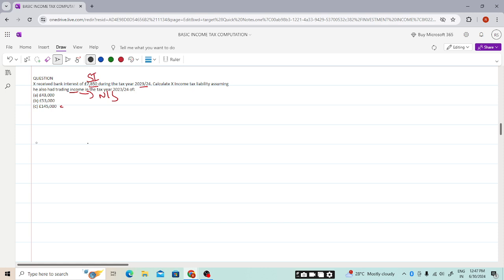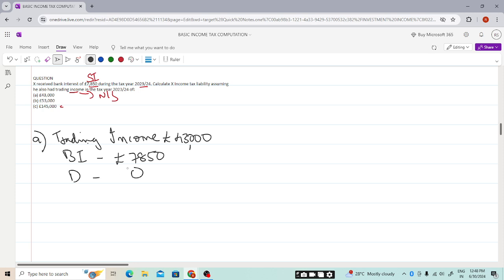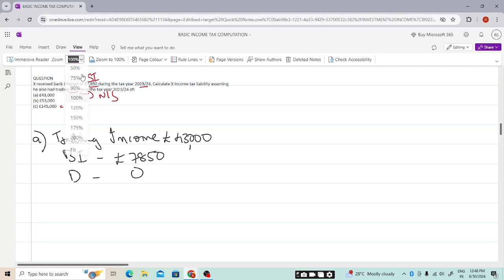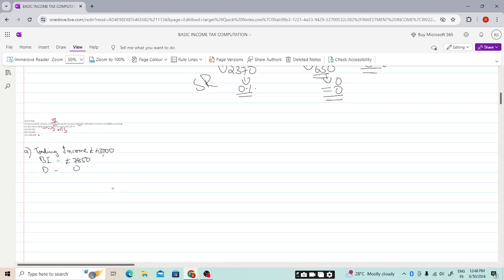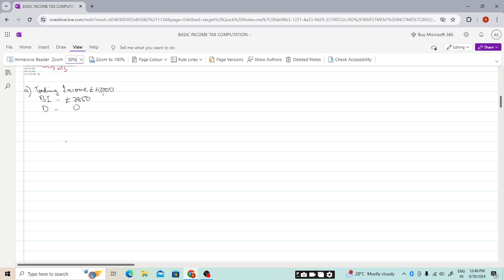So the first, A, trading income. What is the trading income? The trading income is 43,000 and bank interest is 7,850 pounds. So we'll be solving this. Dividend income is 0. So here we have the non-saving, saving, dividend and total columns.